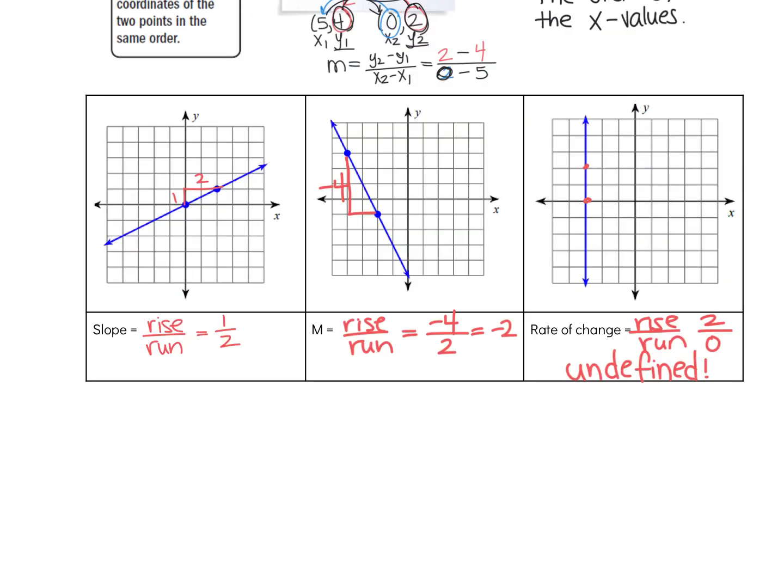All right, here are the answers. Our first one, we had a slope of 1/2, up 1 to the right 2. Our second one, the rise was -2, so I had -4 over 2, and then we simplified that. And the last one, it is a vertical line, so it is undefined. Make sure you know that word, undefined.